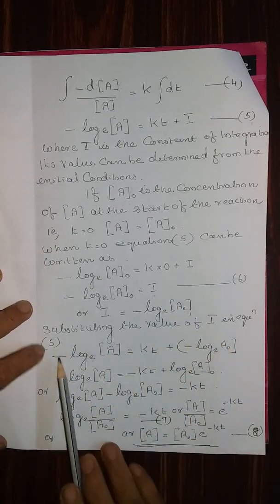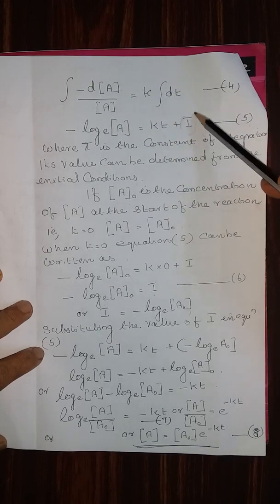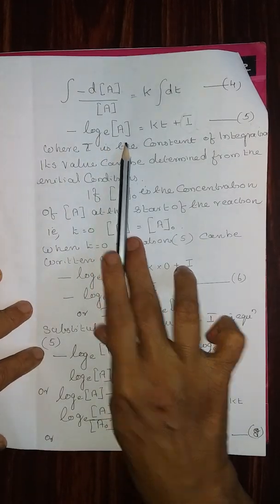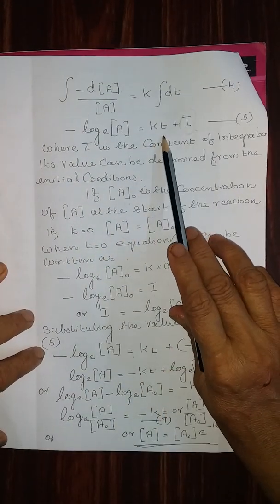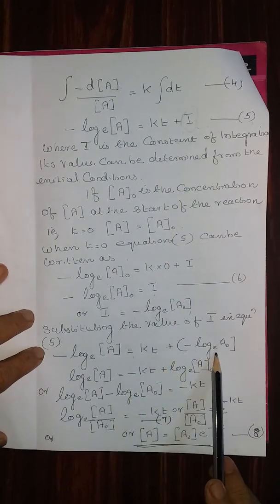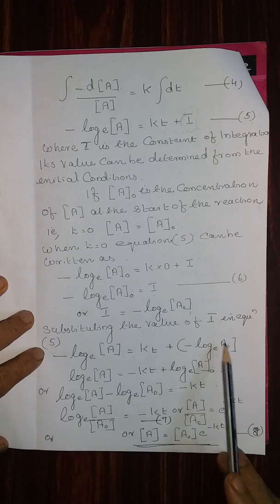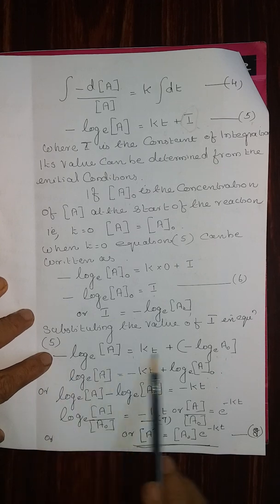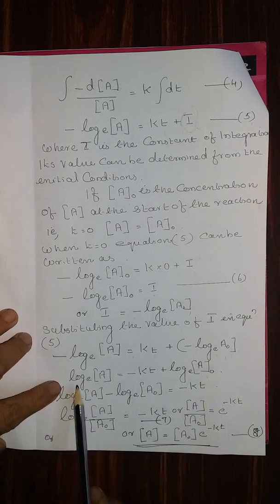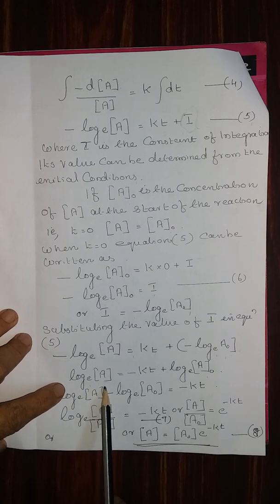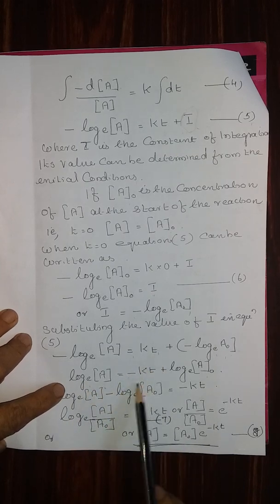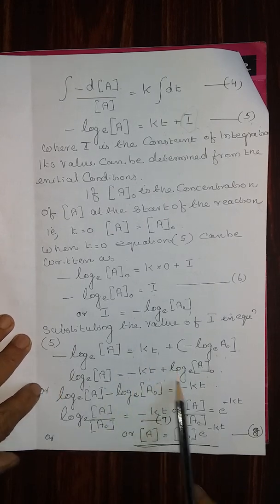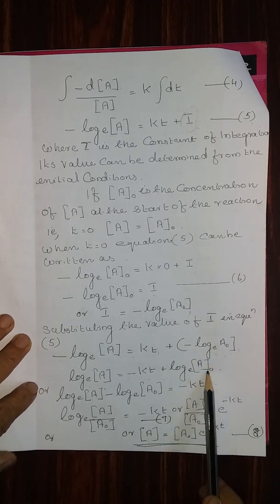Substituting the value of I in the equation number 5, that means we are going to substitute this value of I. Minus log to the base e concentration A is equal to Kt plus minus log to the base e concentration A0. On rearranging, that means on multiplying the whole equation with minus, log to the base e concentration A is equal to minus Kt. That means this is the only value that is having a plus sign, that becomes minus, plus log to the base e concentration of A0.